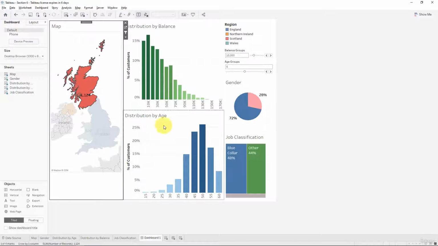For instance, in Scotland, just by looking at this picture, you know right away that your customers are in their late 40s and early 50s. They're predominantly male and mostly blue-collar workers. So just keep that thought in mind for a second.